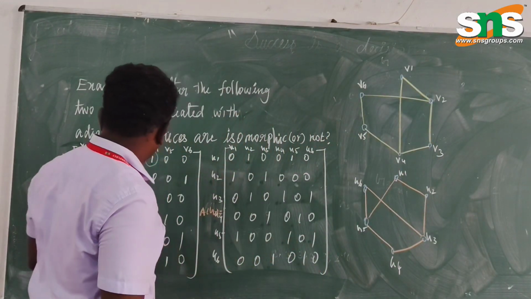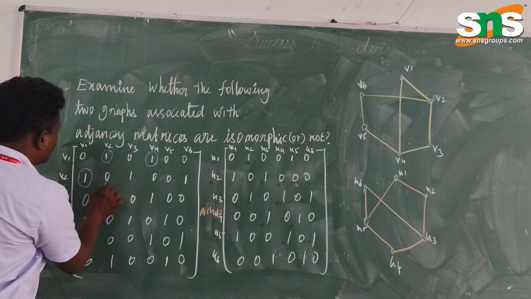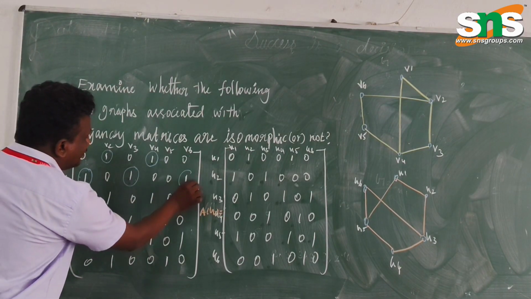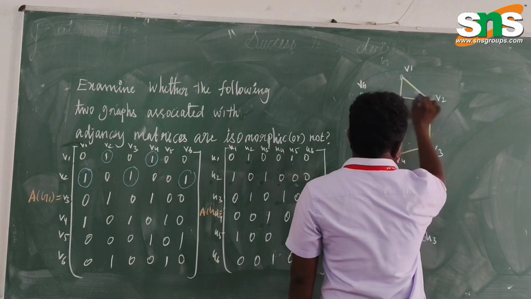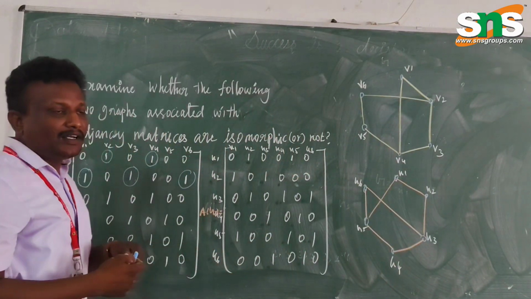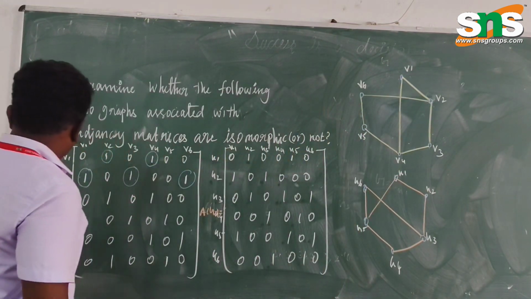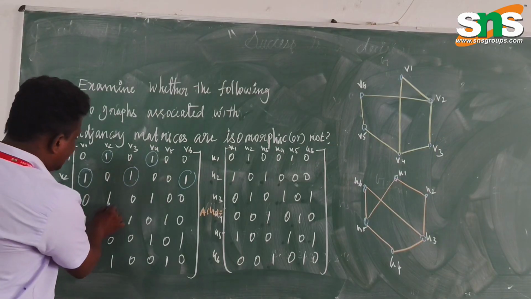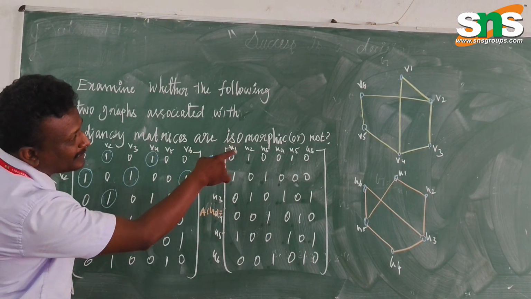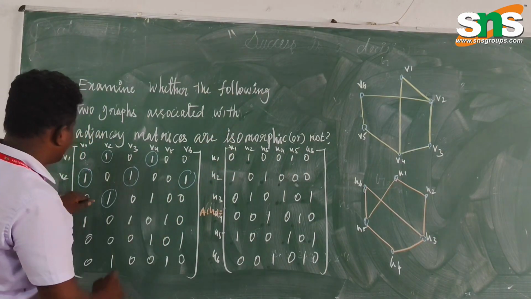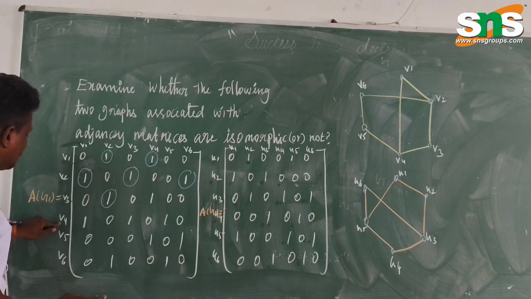We have an edge. Let me come to vertex 2. Here it contributes edges from V2 to V1, V2 to V3 and V2 to V6. So it is adjacent to these three vertices, right? Let me come to V3. V3 contributes an edge from V3 to V2, and from V3 to V4 there is another edge. So let us come to V4.